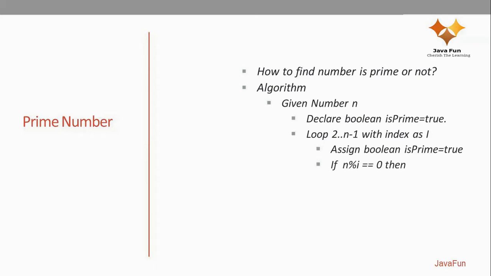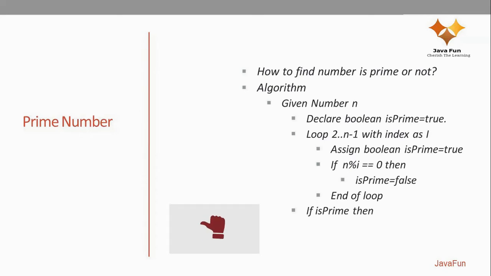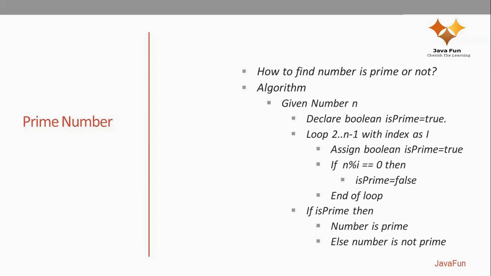And if I say n mod i, where i is your index, if you are getting the remainder as 0, then it means that the number is not a prime number, so the boolean is false. And you run a loop basically. At the end of the loop, if your prime number's boolean value still holds true, it means the number is really a prime number, and then you print that value. Else, if it is false, then it is not really a prime number. So that is what our algorithm will be.